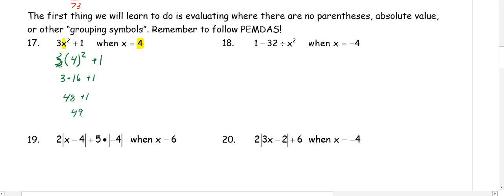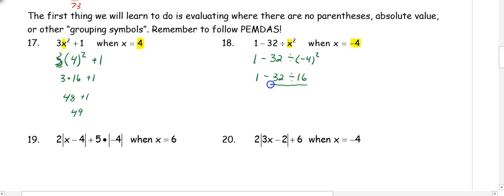Number 18, we need to again substitute in for x. So we're going to substitute negative 4 in place of x. So when we do that, we have 1 minus 32 divided by parentheses negative 4 squared. Remember, it's important to put in parentheses because when I go to square this now, it's negative 4 squared. So negative 4 times negative 4 is 16. So we have 1 minus 32 divided by 16.